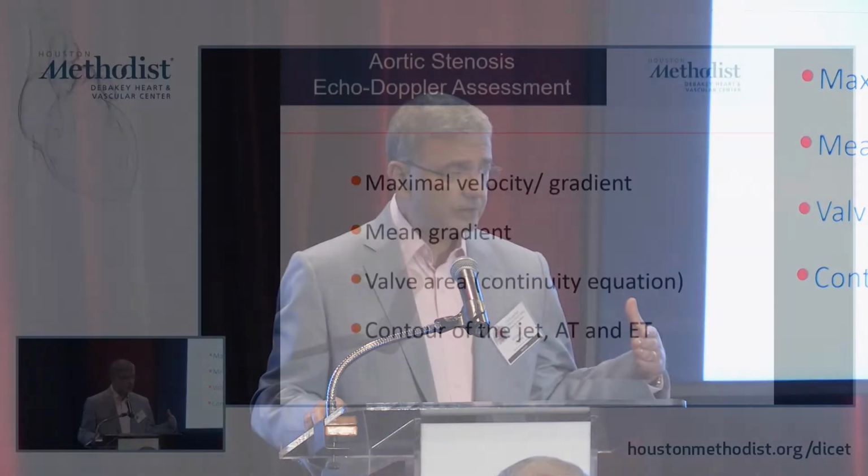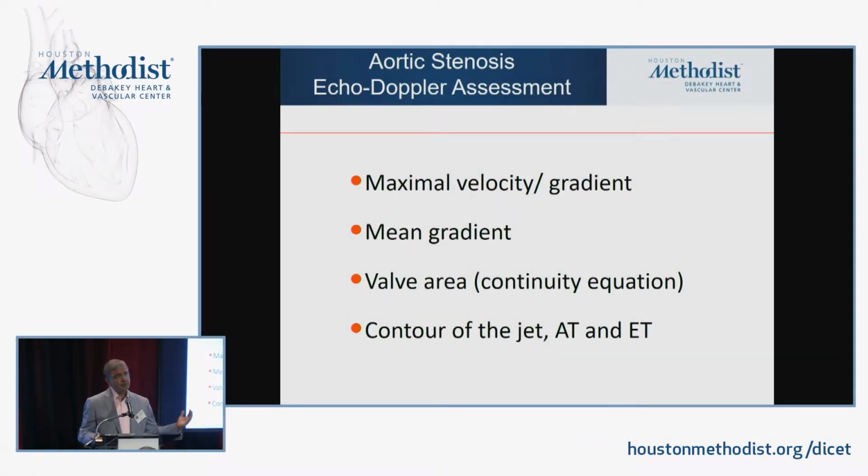And if there are issues with that diagnosis, you go to other modalities. So how do we do this? Well, you look at the severity, you look at maximal velocity, gradient, mean gradient, valve area using the continuity equation, and also we look at the depiction of this aortic stenosis jet, similar to what you feel on your examination.